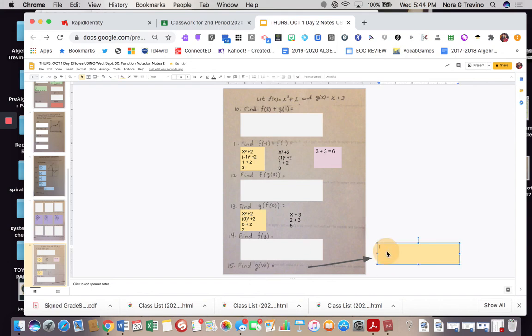And finally, g of w. g of w is telling me to get this one, the x plus 3. And because w is inside the parentheses, it's telling me, hey, I want to be the input. I want you to input me wherever you see an x. Okay, so here it is. I did it. And that's all you can do. Since w was not an exact number, I can't solve it anymore. It just basically changed the letter. So we'll write it like this. g of w equals w plus 3. That's all we got.